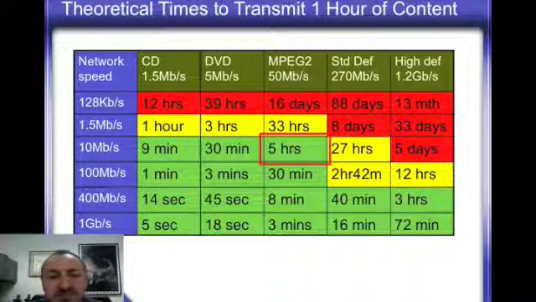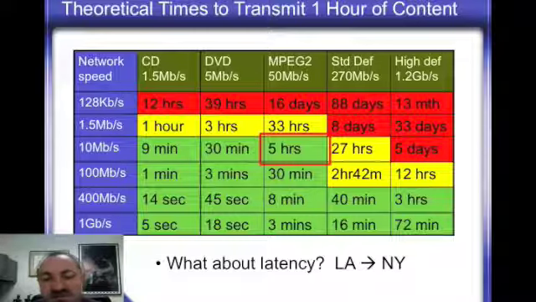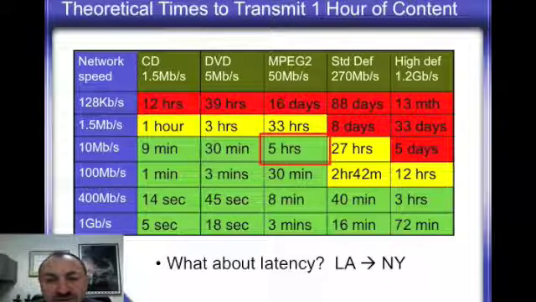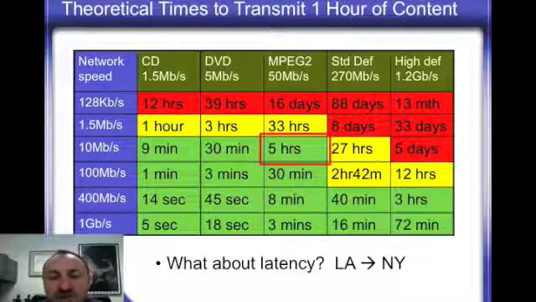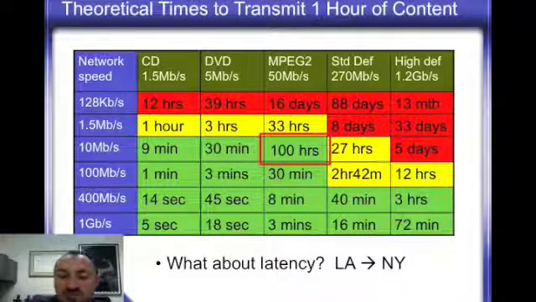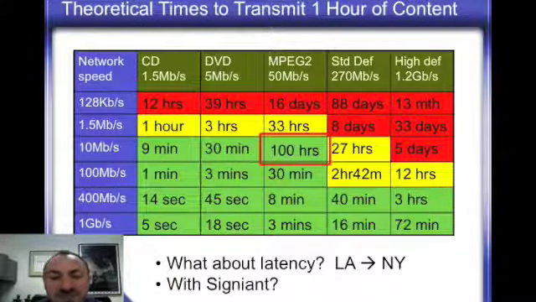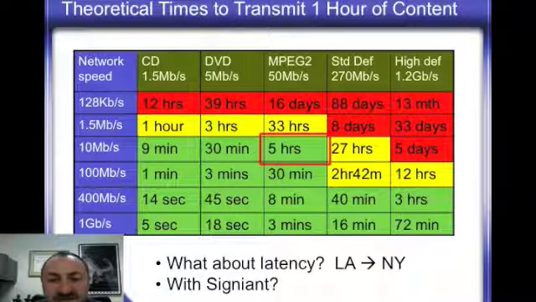So it is possible. Now, one of the big factors is, what about latency? We'll study this in more detail in another segment, but if you look at the latency and the effect it has on your theoretical transmission speeds, that 5 hours, going from LA to New York, is going to go to 100 hours without some type of compensation for latency, just because of network efficiency, etc. That's outside the scope of this discussion, but we will talk about it in the next one, so stay tuned. But if you add in a Signiant product and our network acceleration technology, you're able to get that back down to around 5 hours.